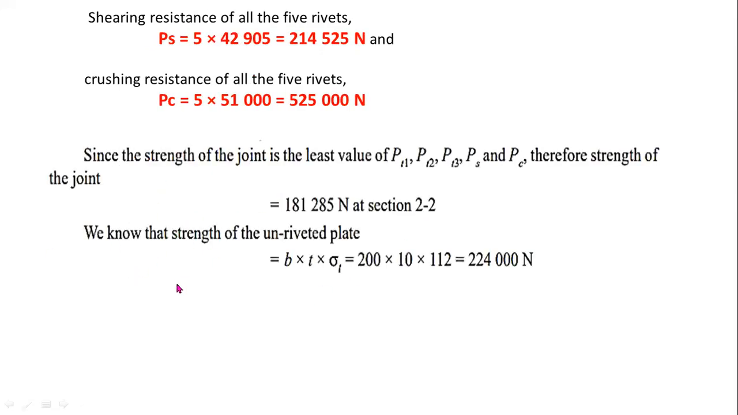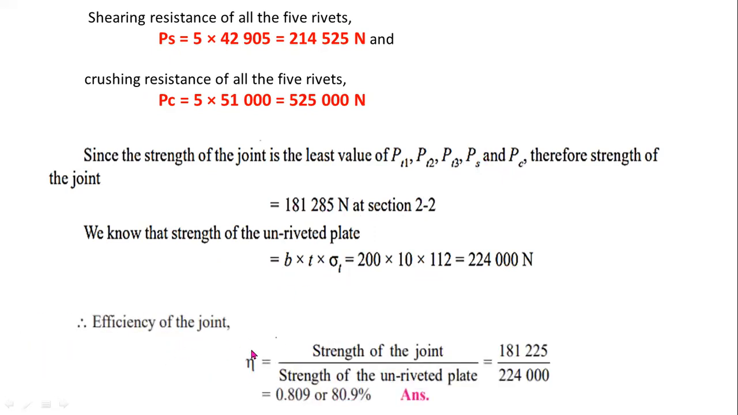To determine the efficiency of the joint, you have to consider the least value of PT1, PT2, PT3, PS, PC. From these 5 values, you have to select the least value. The least value is 1,81,285, that is at section 2.2. This is the value of the strength of an unriveted plate. So the efficiency of the joint equals the strength of the joint, that means the least value of PT1, PT2, PT3, PS, PC, divided by the strength of an unriveted plate. Finally, the efficiency of the joint is 80.9%.